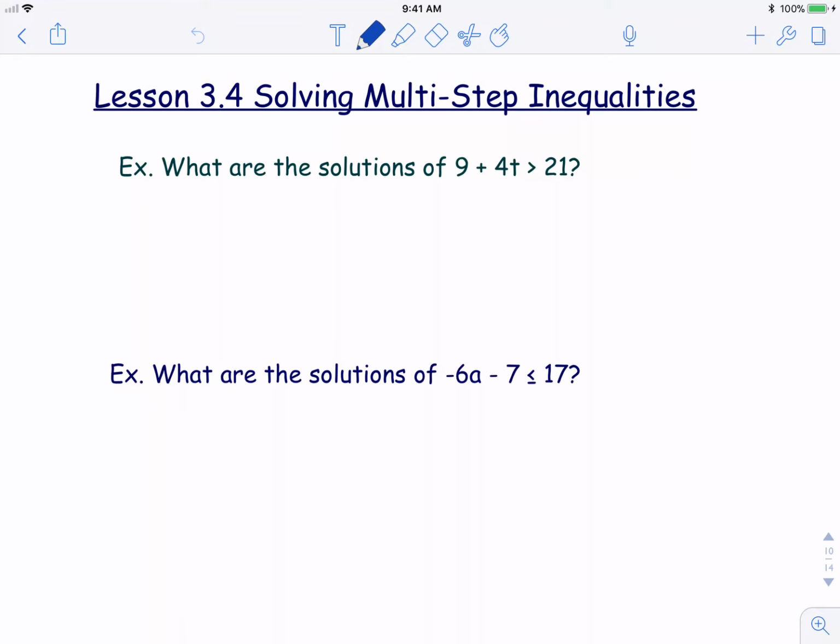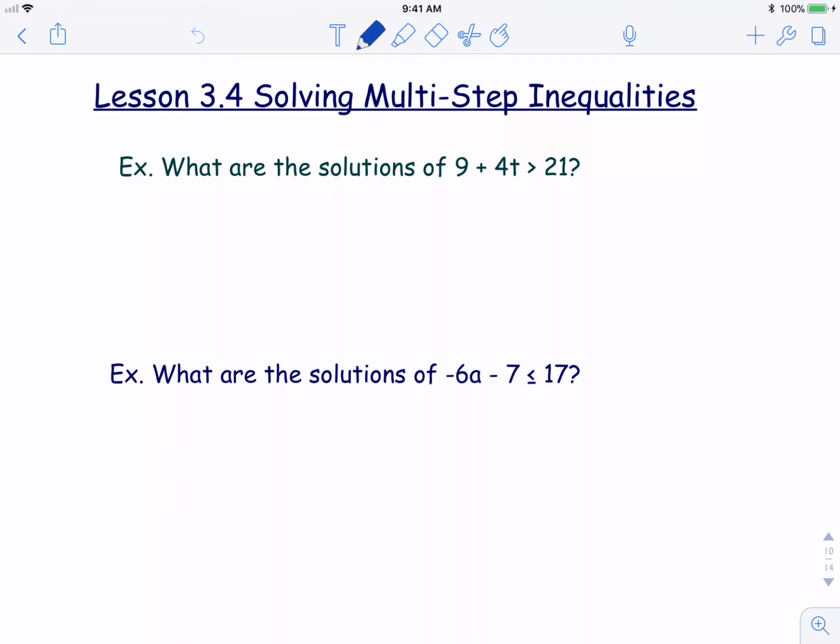Just like when solving equations, we had some equations that involved multiple steps. That may mean using inverse operations, the distributive property, combining like terms, or moving all the variables to one side. These same rules apply to solving inequalities. So in 9 plus 4t is greater than 21, there's going to be two steps.